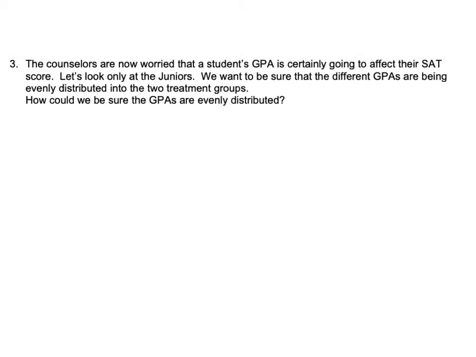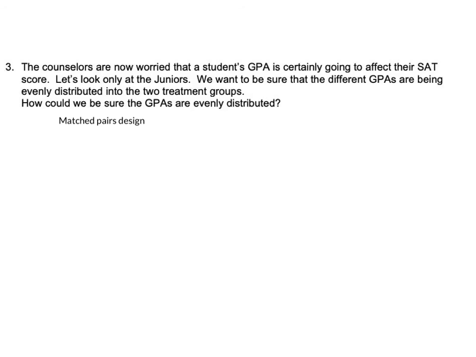Finally, continuing the same scenario, the counselors are now worried that a student's GPA is certainly going to affect their SAT score. Let's look only at the juniors. We want to be sure that the different GPAs are being evenly distributed into the two treatment groups. How could we be sure that the GPAs are evenly distributed? So we're going to create a matched pairs design, which is actually a special type of blocking. And we're only looking at the juniors for this one.